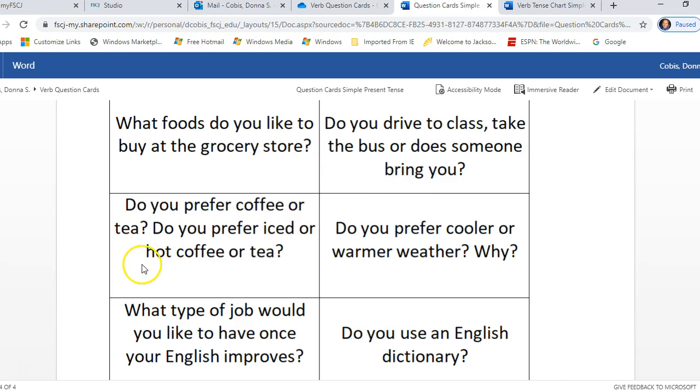Here's another question, because so many of us love coffee or tea. Do you prefer, you like, in other words, coffee or tea? Do you prefer iced or hot coffee or iced or hot tea? Do you prefer cooler or warmer weather? So these are adjectives. Cooler, meaning it's cooler than the normal temperature, for instance, or warmer than the temperature that we have right now, or weather.